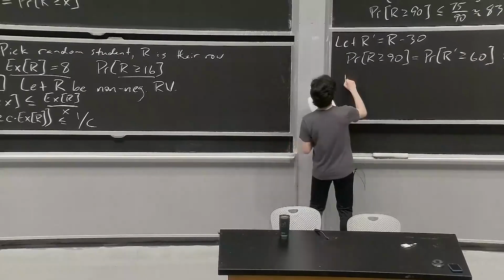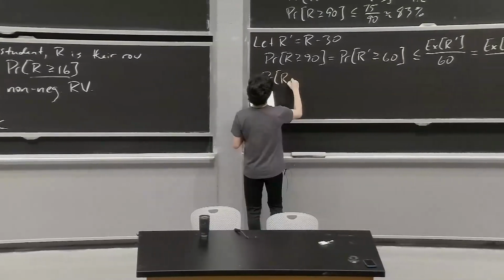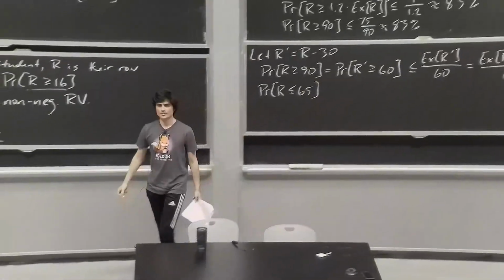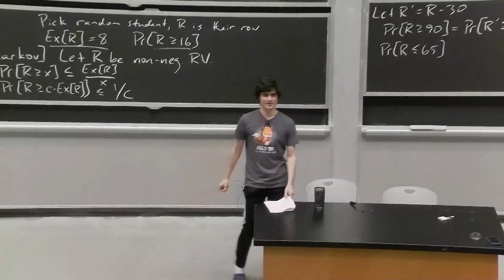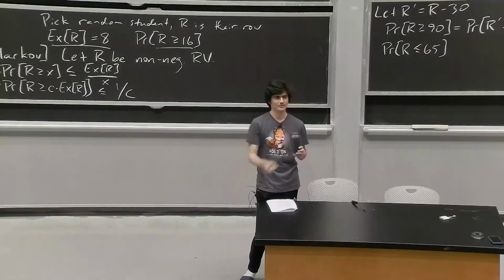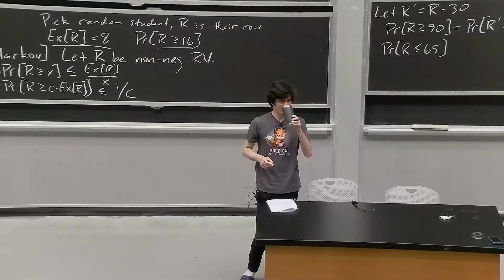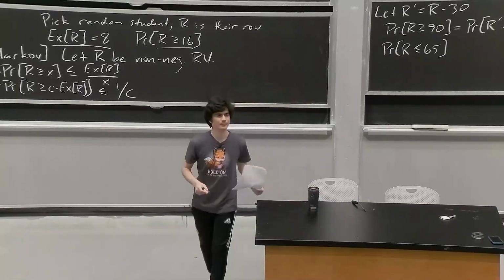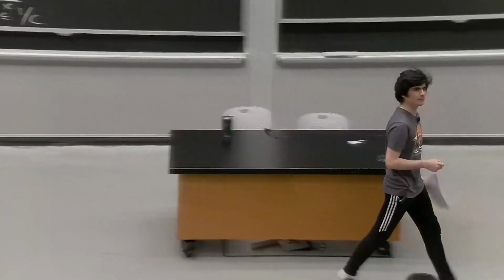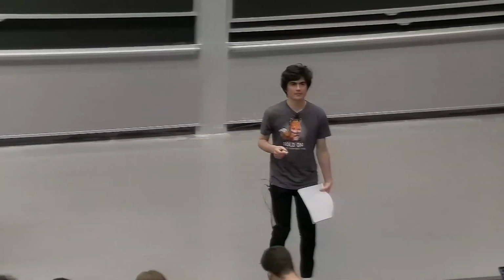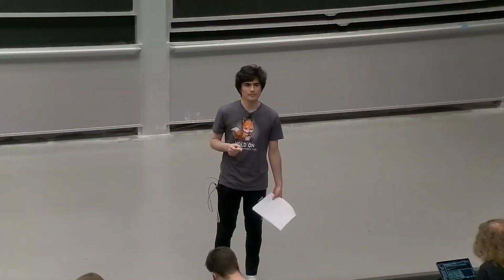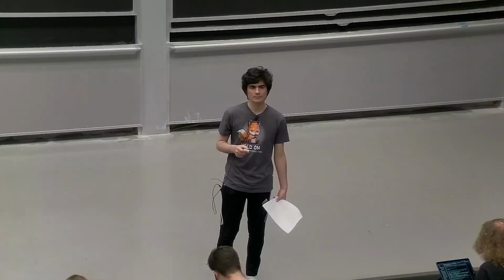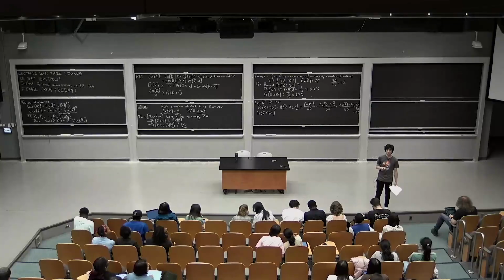Okay, what about the probability that R is at most 65? Yeah? For the previous one with R from 30 to 100, we were proving the inequality, which assumes that the lower bound for X is 0. In that example, the lower bound for R is 30. So we need to do a more complicated thing.